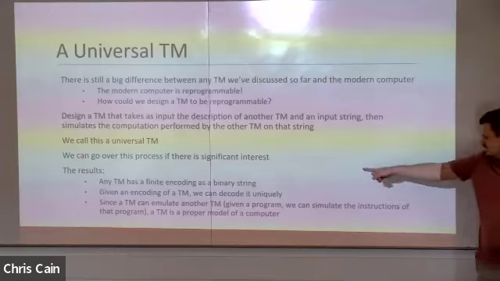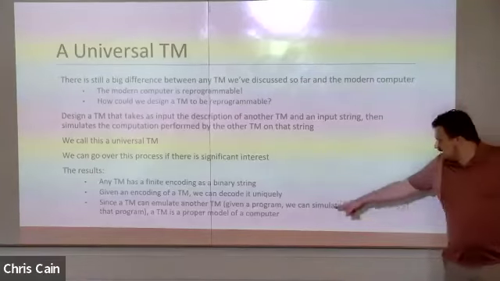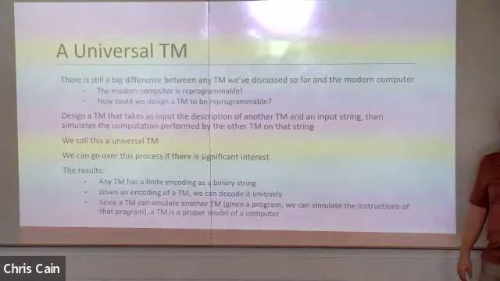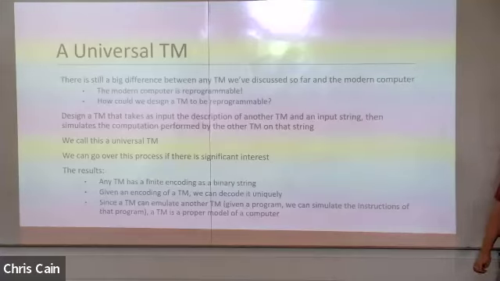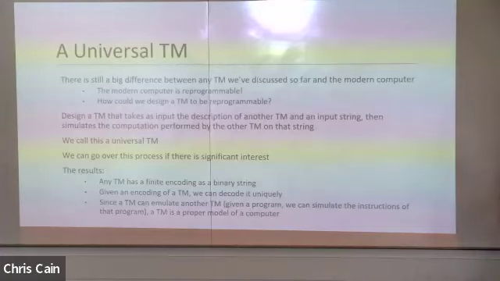We know that a Turing machine can emulate another Turing machine. We talked about this and showed that given one, we could simulate what the other is doing. We can simulate the instructions of that. Now we have a proper model of a computer. Now we can do everything with a Turing machine that we can do with a modern computer. Questions on that idea?